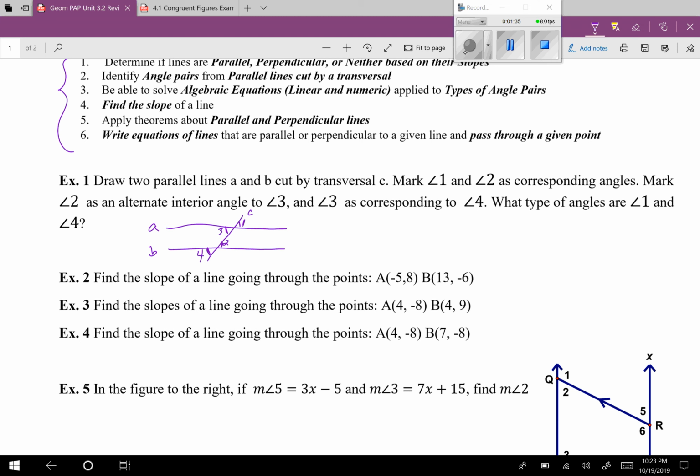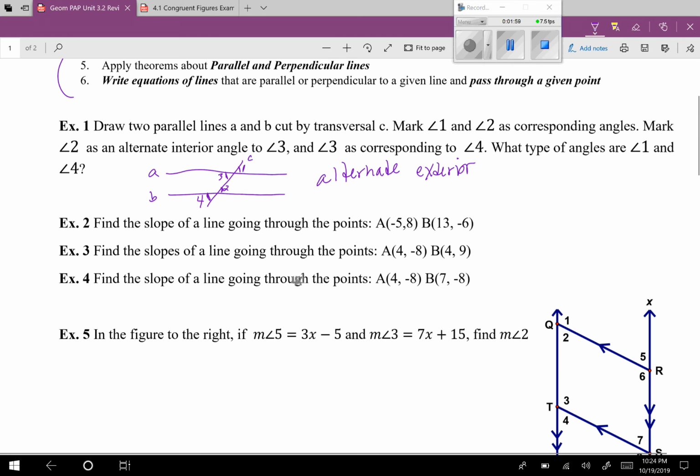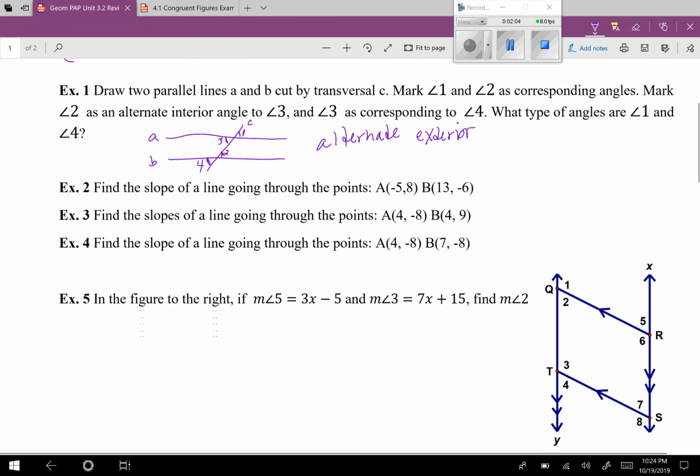And now they're asking what type of angles are angle 1 and angle 4. Well, we've got angle 1 and angle 4. They're both on the outside, so they're exterior. And we have one on the right side of the transversal, one on the left-hand side, so they're alternate. So they are alternate exterior angles. If you have a problem similar to this, the point of it is that you know your angle relationships and their names and where they're supposed to go.